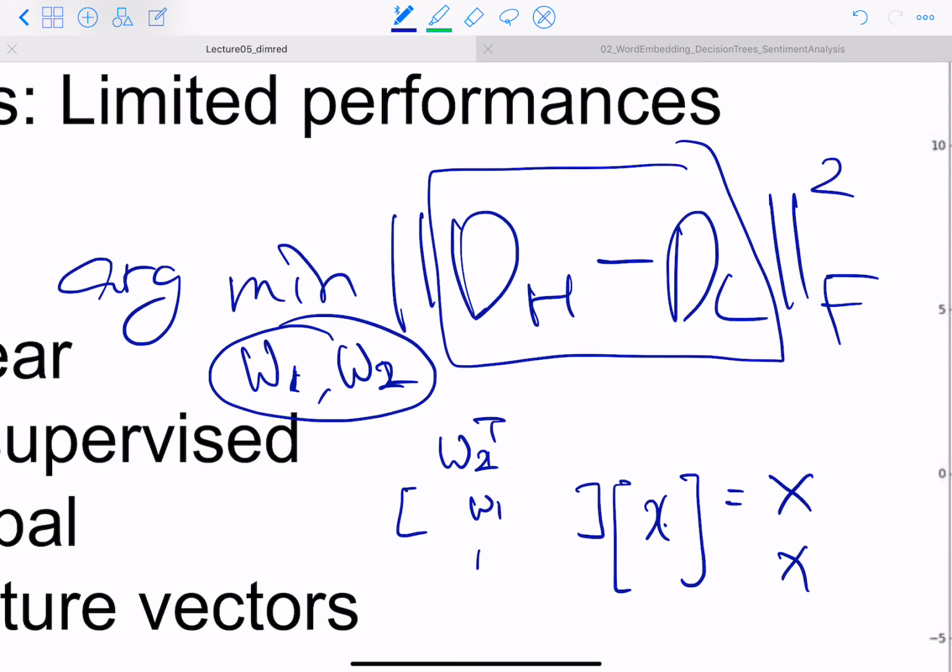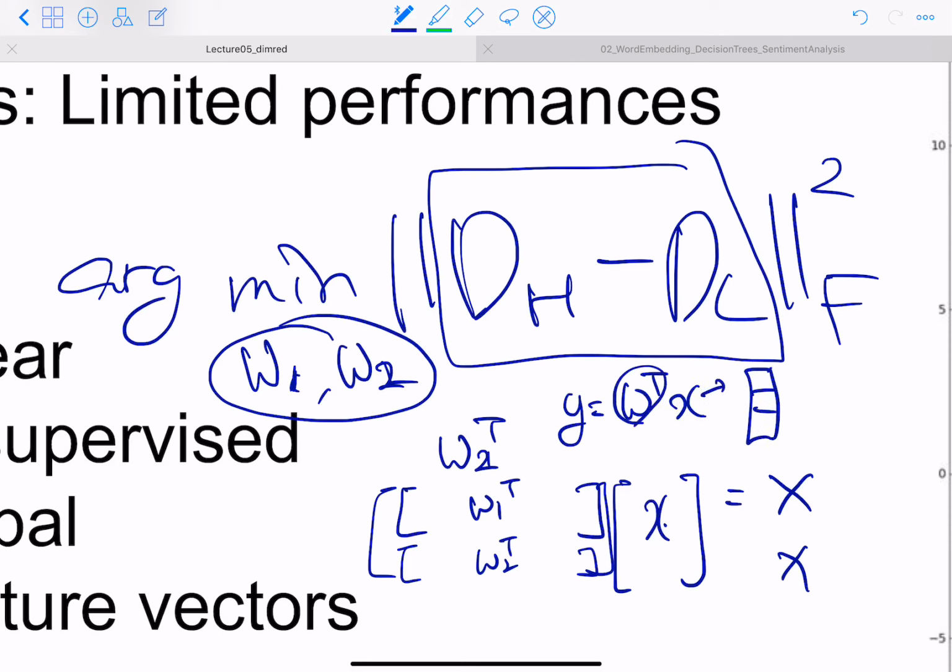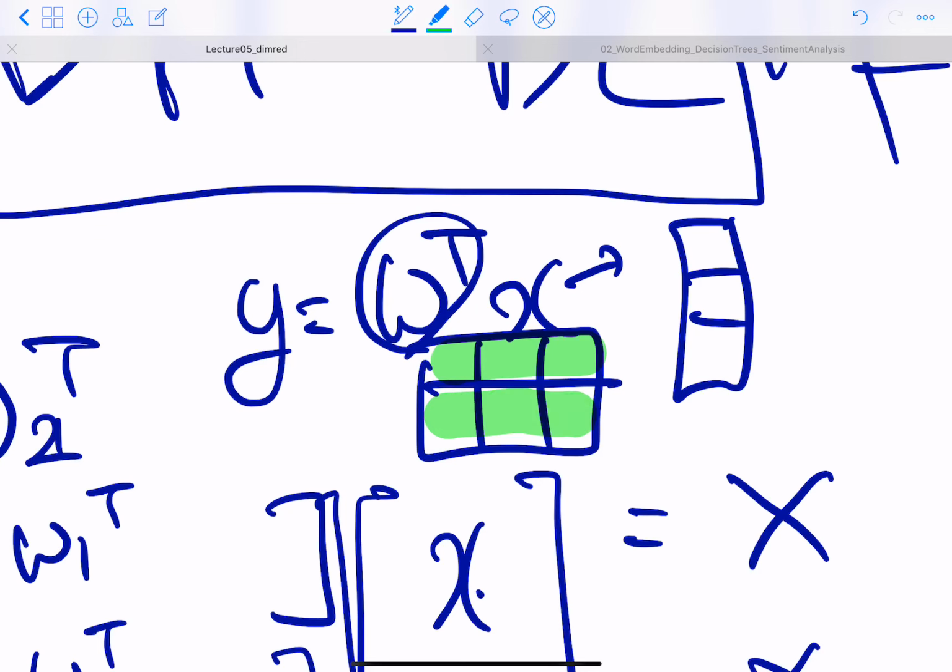So in that sense, W1, W2 transpose is our linear transformation matrix. In this case, Y is defined as W transpose X, where X is a three-dimensional vector and W transpose is a 2 by 3 matrix that produces a two-dimensional vector. Our constraint here is that those two vectors have unit norm, a length of one, and are orthogonal to each other. So the rows are orthonormal in W transpose.